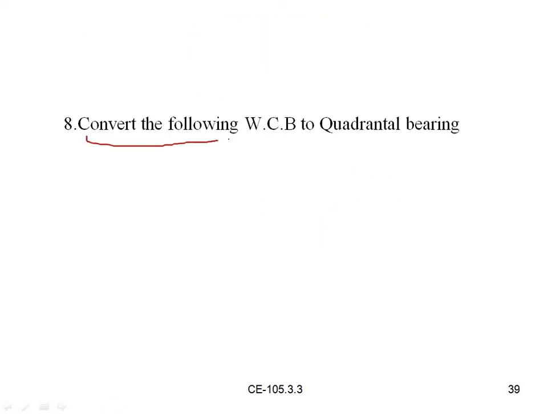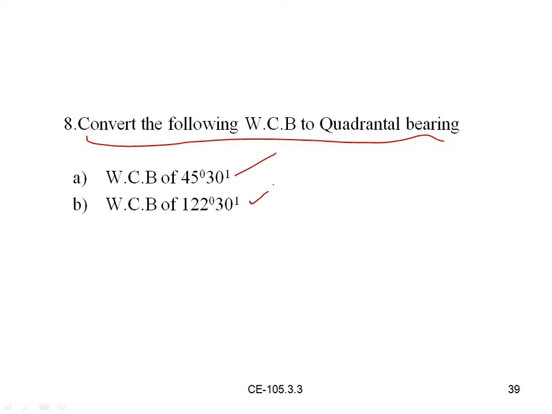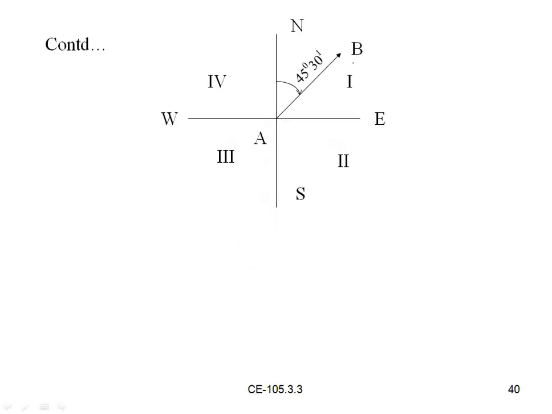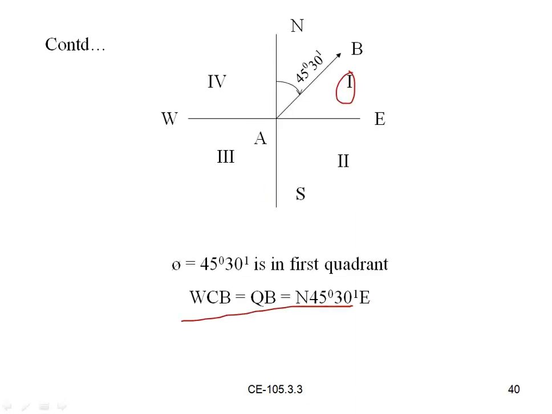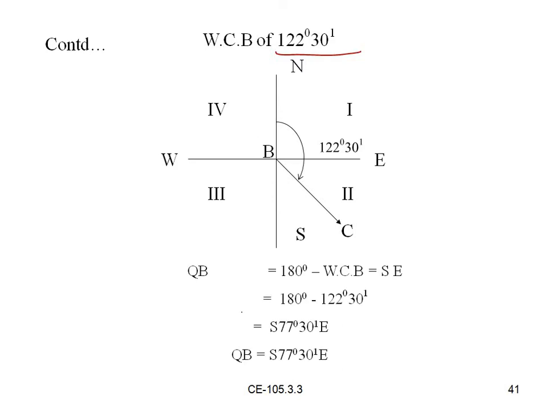Next, the eighth one: convert the following whole circle bearings to quadrantal bearings. 45 degrees 30 minutes, 122 degrees 30 minutes, 225 degrees 00 minutes, 305 degrees 30 minutes. The first is in the first quadrant, so we will write north 45 degrees 30 minutes east. And for 122 degrees 30 minutes, we will do 180 degrees minus 122 degrees 30 minutes, which is south 57 degrees 30 minutes east.